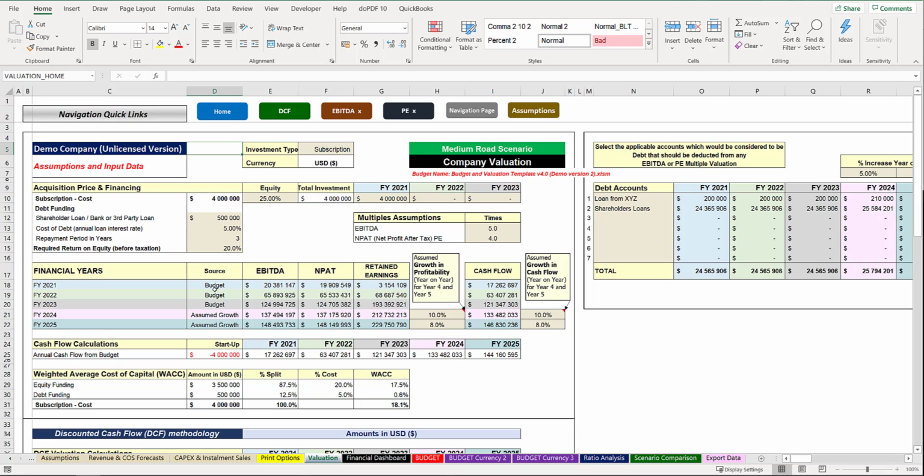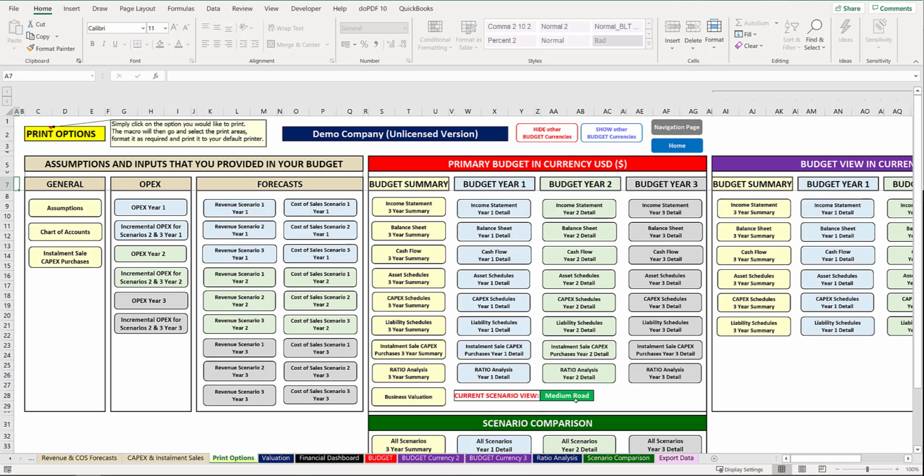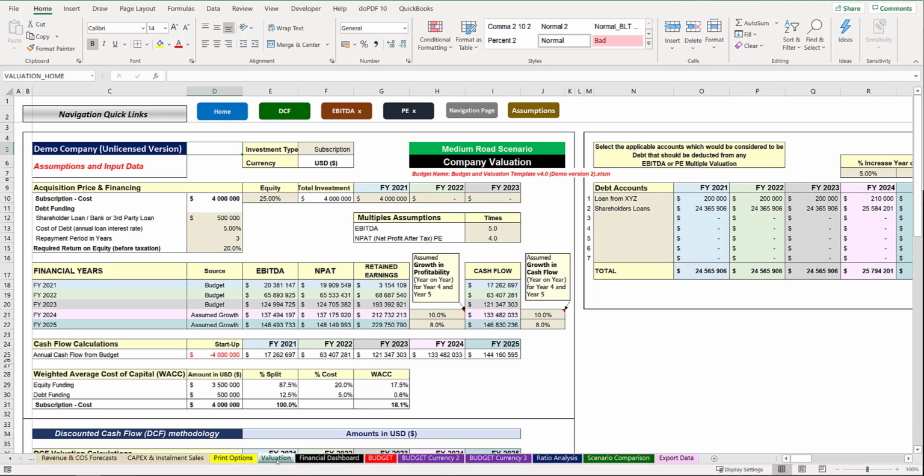And remember, if you want to print any of these options out, it is quite simple. If you're on the medium road scenario, you go to print options, and you've got business valuation down at the bottom, which tells you what scenario you're looking at. It's as simple as clicking on that, and the sheets will be printed, properly formatted. So you can play around with different scenarios, print them, have the different printouts, look at the combinations, and play around until you find scenarios that you feel comfortable with to take into your negotiation.